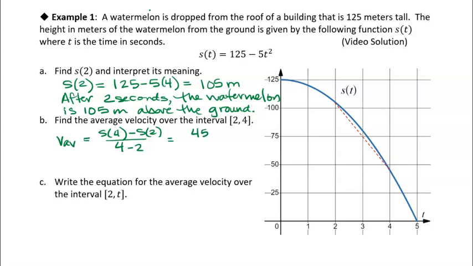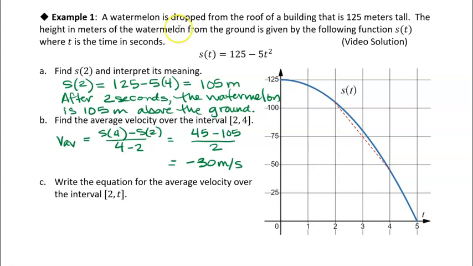So that 45 is just saying that at t equals 4, the watermelon is 45 meters above the ground. At t equals 2, it was 105, so that gives us our change in distance. And then 4 minus 2 is just 2. So what do we get? I put that in my calculator, and I get negative 30 meters per second. It's meters per second now because it's a velocity. That's telling us how quickly we're covering distance. That's the average velocity over that time interval from 2 to 4.